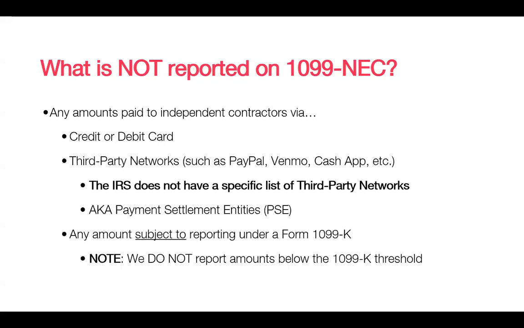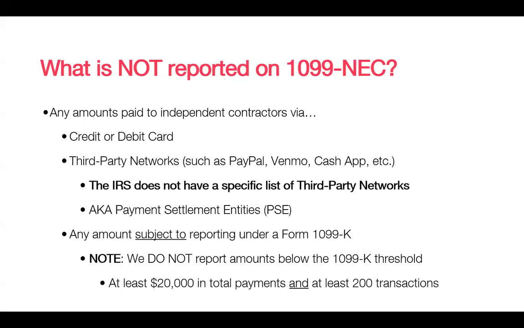Now the rules and the thresholds for 1099-K are different. At least for now, it is going to change because I've already seen the information coming. But for the tax year 2021, it's only $20,000 in total payments and 200 transactions. Those vendors will get a 1099-K. We don't have to worry about whether or not our clients' vendors are getting a 1099-K. We only need to know if it's a credit card, debit card, third-party network, not on our radar. Do not report it on a 1099 NEC.